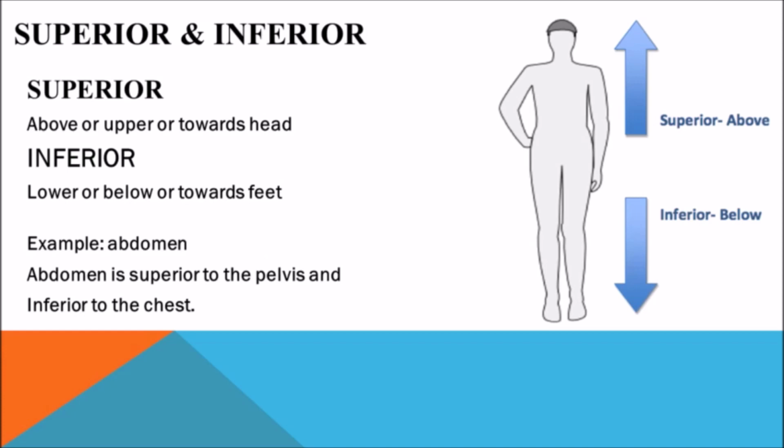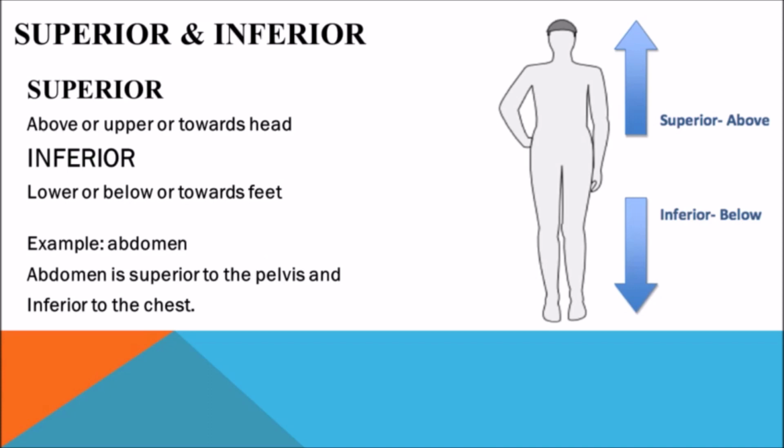Okay, next are superior and inferior. Superior, as the name suggests, means on the top, and inferior means on the bottom. If we talk about body structures, superior means above or upper or towards the head side. The structures which are towards the head side of the body of the patient are superior, and inferior means lower or below or towards the feet. The structures which are near the feet of the body are inferior.